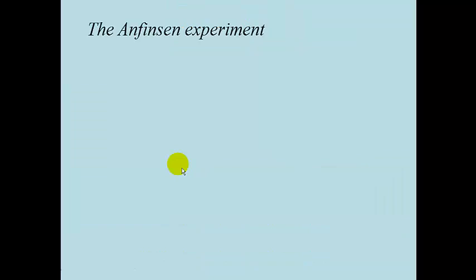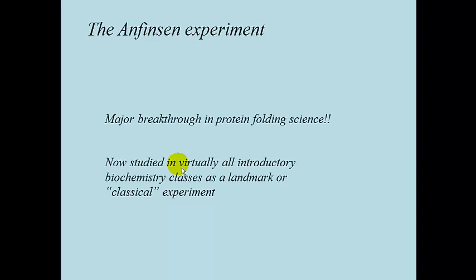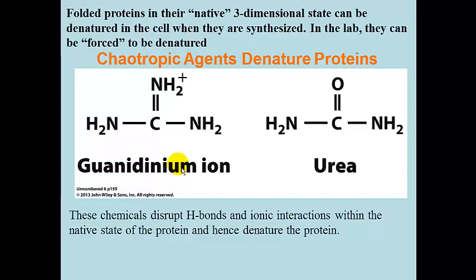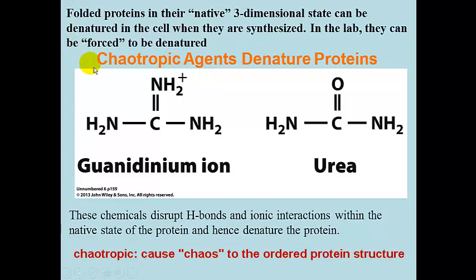Now let's talk about the Anfinsen experiment. It is a hallmark experiment in protein folding science, and it's studied in mostly all introductory biochemistry classes. Before we talk about the Anfinsen experiment, we have to introduce two chemicals. These are known as denaturants. Another term given to these chemicals is chaotropics or chaotropic agents. Chaotropic means it causes chaos.